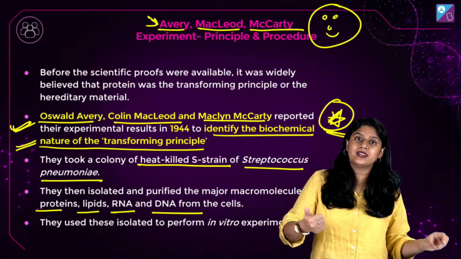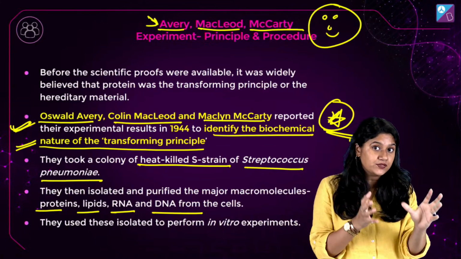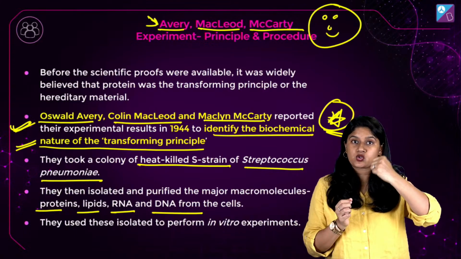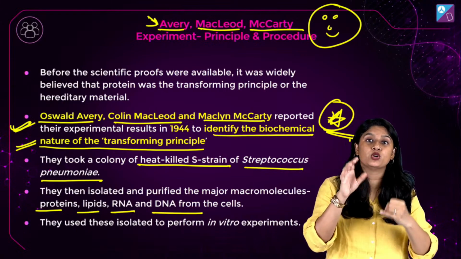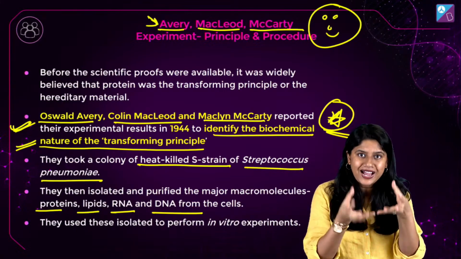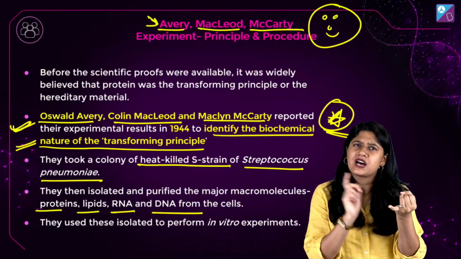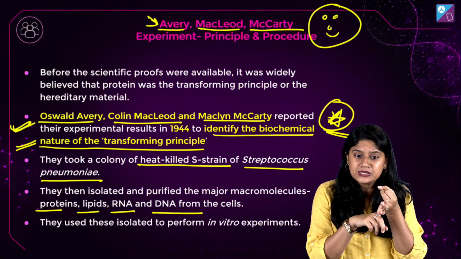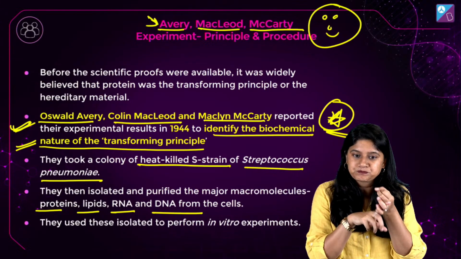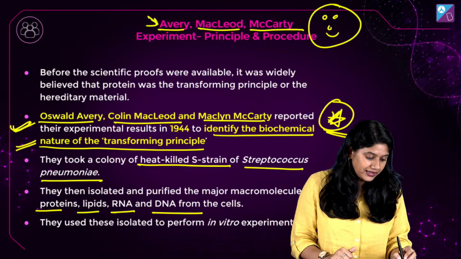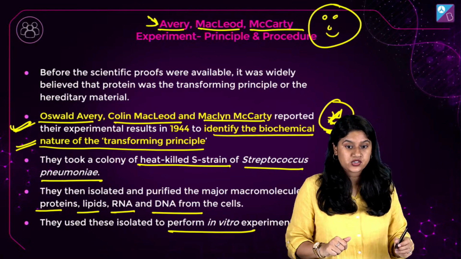So, first of all, they cultured it. We had the S strain. Then they took the S strain, and from it, they removed the proteins and lipids. They actually isolated the proteins, lipids, RNA and the DNA. Everyone, are we clear with this? Is everyone clear with this? Good. Now, they performed the various experiments in the test tube.